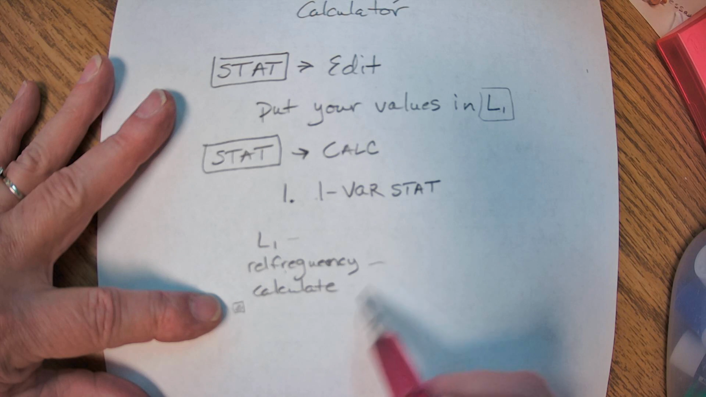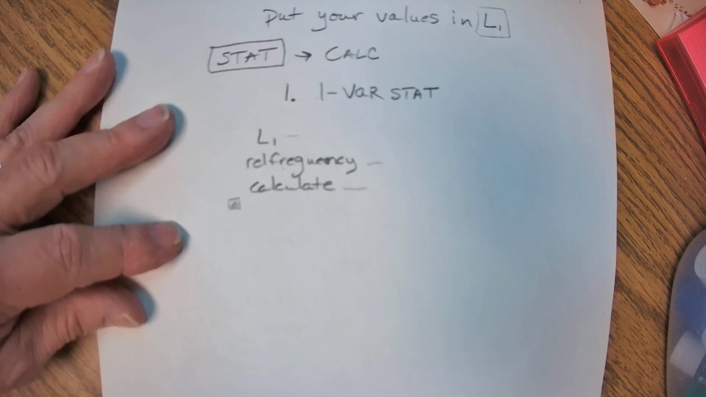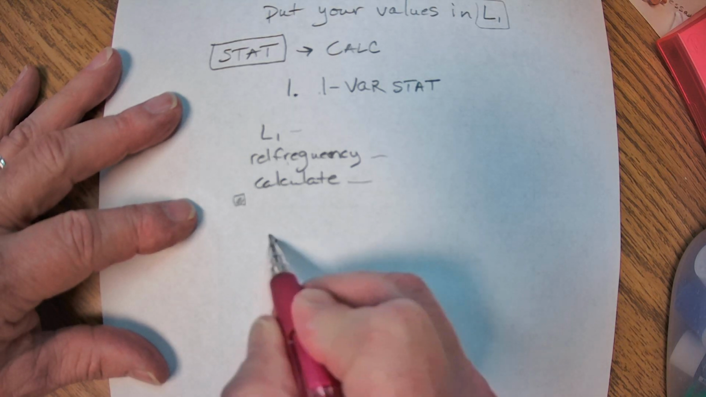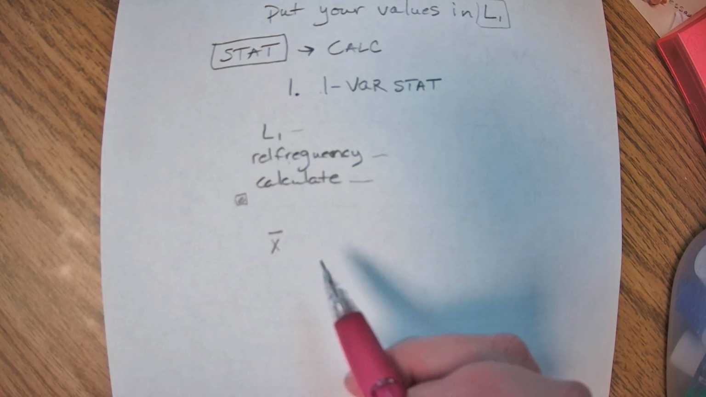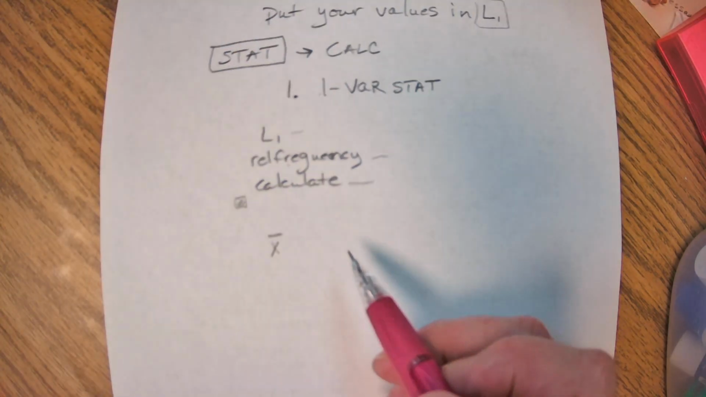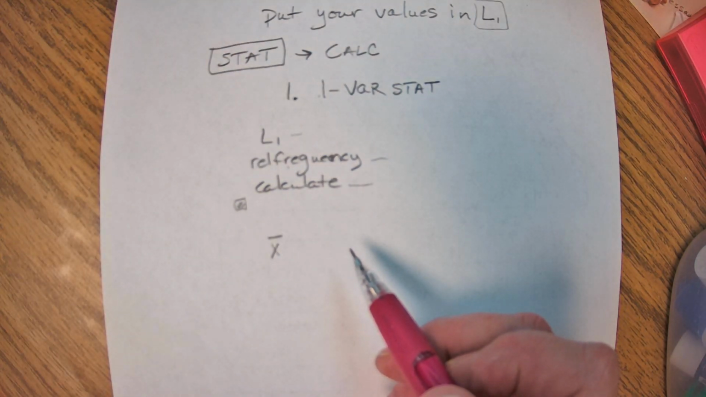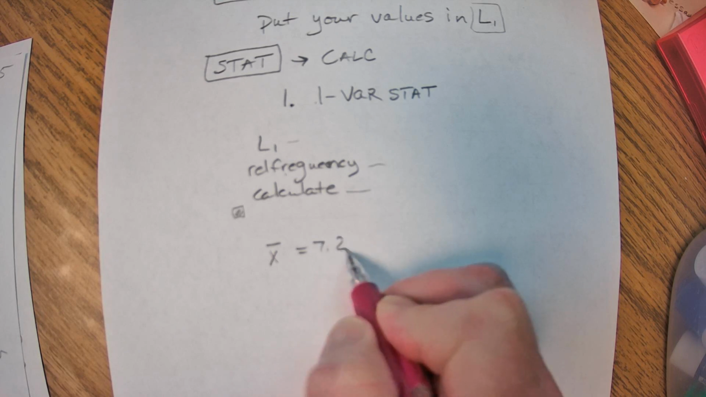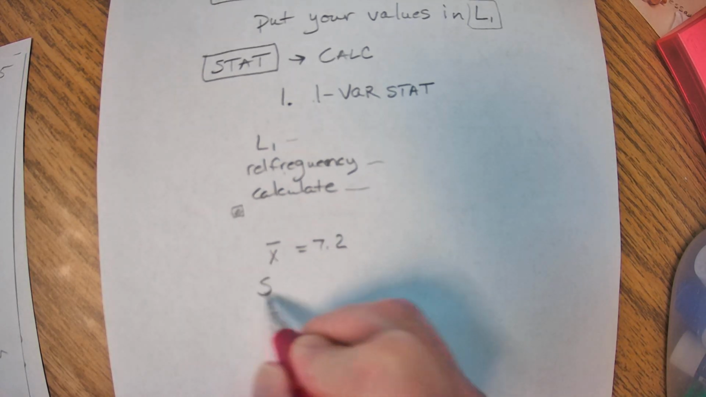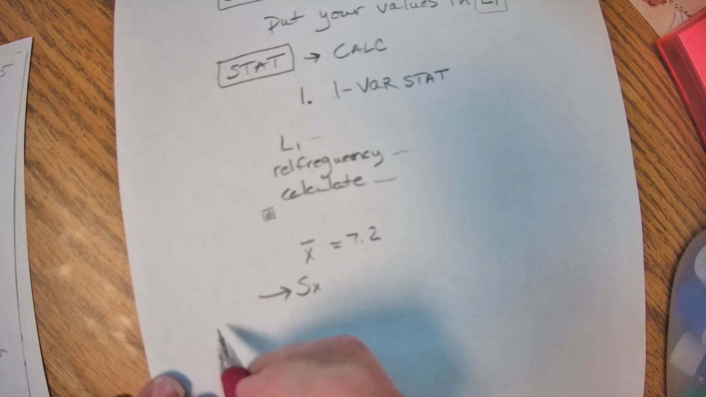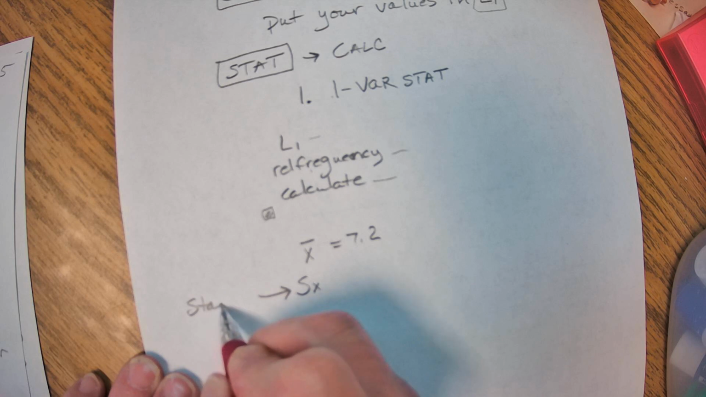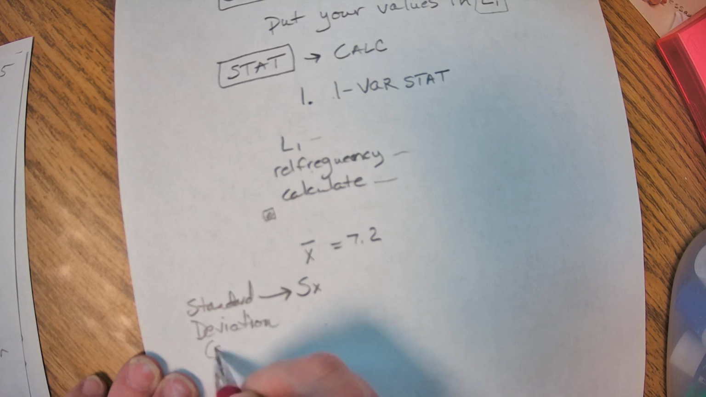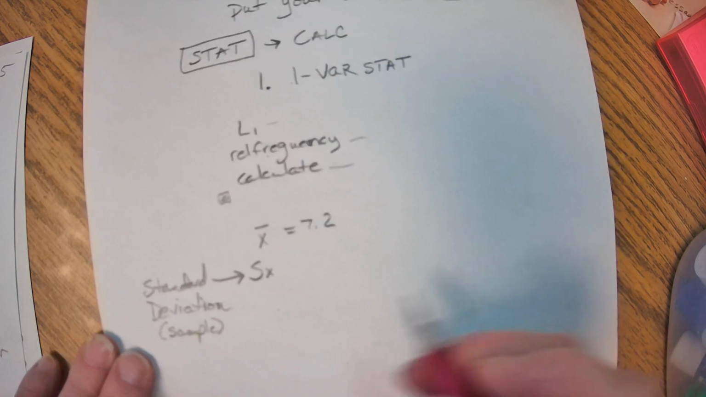So just hit enter, enter, enter, and then a whole bunch of numbers are going to come up on your home screen. And the ones we're most concerned about, first of all, it'll give you the X bar. So let's say that you entered the values for the big bank, and the X bar then would show 7.2. And then you're going to look for this symbol right here. This is the standard deviation for a sample. And that's the one we want because we're looking at a sample.